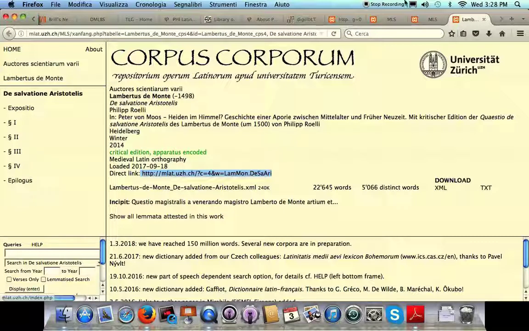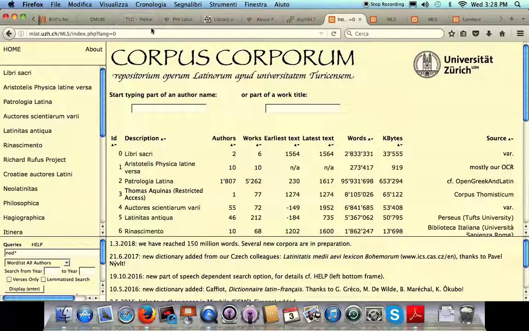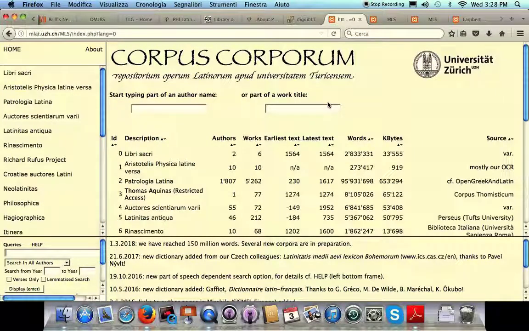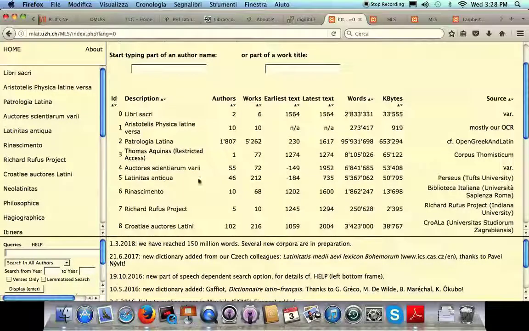But maybe we go back to the beginning. This is the start page, and we could reach the text we have now reached by choosing one of the corpora. In this case, the text by Lambertus is in the corpus Auctores Scientiarum Varii. So you see here a list of the authors in this corpus, and here again you see the list with number of words and works, and this can be ordered alphabetically or by number of words.